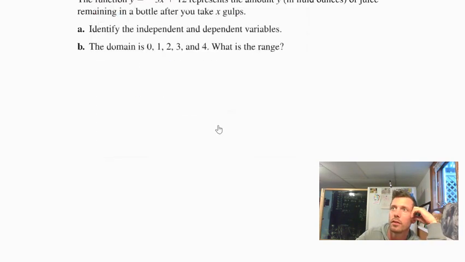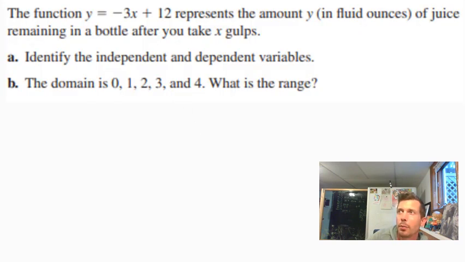All right, the next piece here, last example. We're going to look at this. The function y is equal to negative 3x plus 12 represents the amount y in fluid ounces of juice remaining in a bottle after you take x gulps. So we don't know how many gulps that we take, so it's unknown. We want to identify the input and independent variables. So think about this.